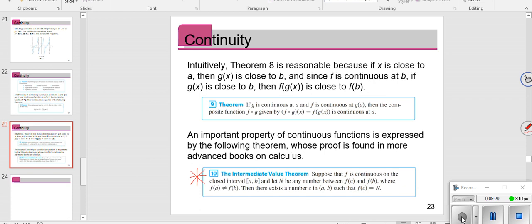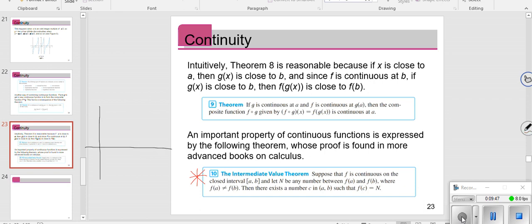Suppose that f is continuous on the closed interval a to b. Let n be any number between f of a and f of b, where f of a does not equal f of b. Then there exists a number c in the interval a to b such that f of c equals n. Now, you're sitting there going, do what? So let me show you what this means.